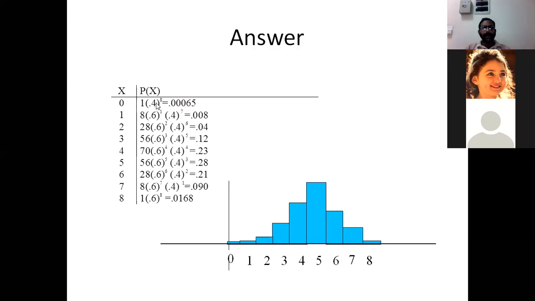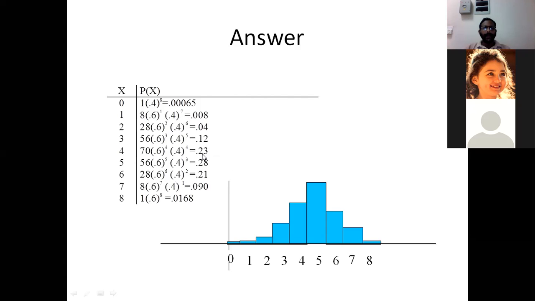So zero people getting cancer is this much. Calculate. So one out of eight people, what is the chance of getting one cancer patient? It is 0.008 and so on.